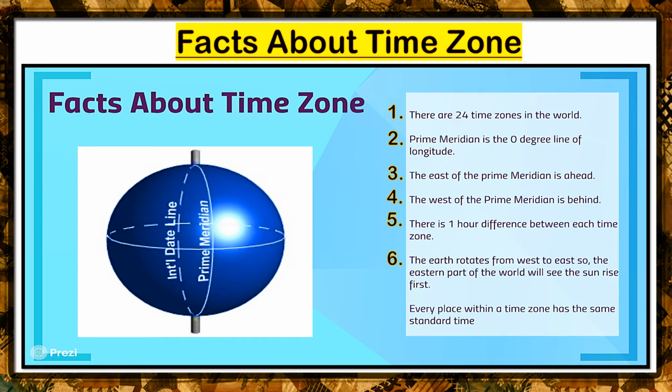Number six, the Earth rotates from west to east, so the eastern part of the world will see the sun rise first. And the last one, every place within a time zone has the same standard time. We are going to give more examples later on for you to know more about what a time zone is.